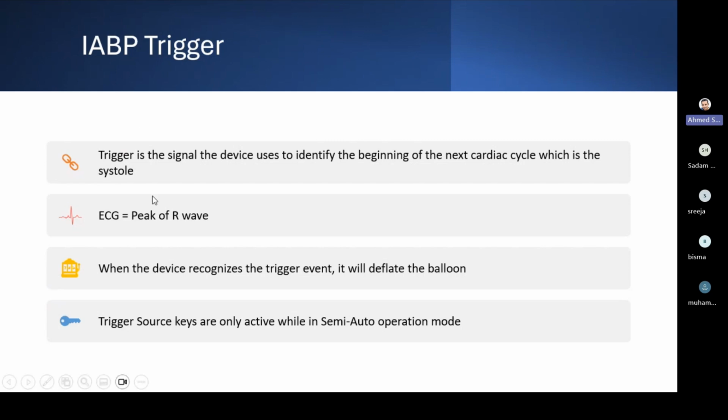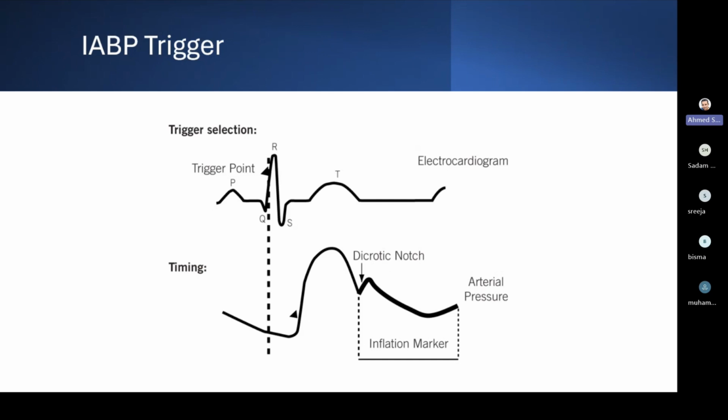If the machine is using the ECG as a trigger, the machine will use the peak of the R wave in order to identify the timing for the systole. So it will start the deflation of the intra-aortic balloon, and it will identify the mid or the late of the T wave in order to start the inflation of the intra-aortic balloon, because this is the timing for the diastole. And as you see here, the balloon will use the peak of the R wave in the ECG in order to start the balloon deflation, because this is the timing for the systole.